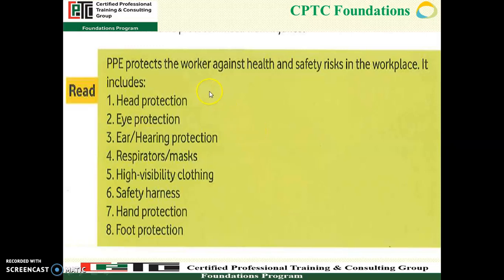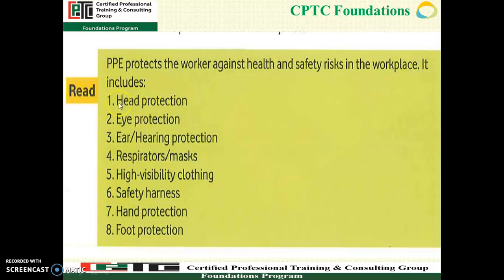So what's the function of PPE? What's the job of PPE? PPE protects the worker against health and safety risks in the workplace. It includes all of these items, we have 8. All of these are part of PPE. They are all different items of PPE, and they protect different body parts. So let's start with the first one.